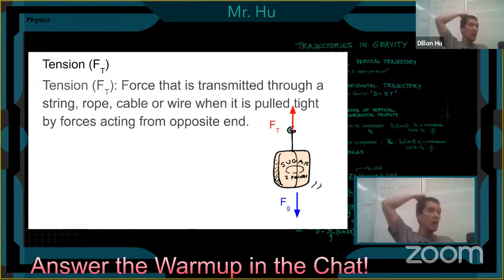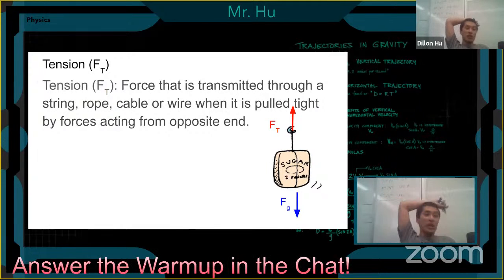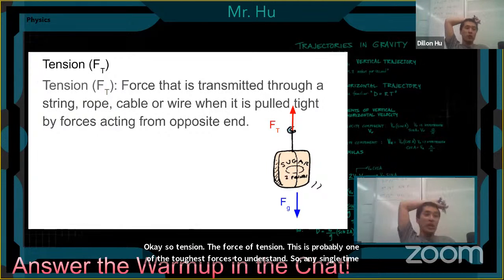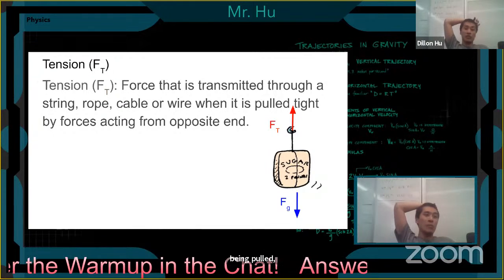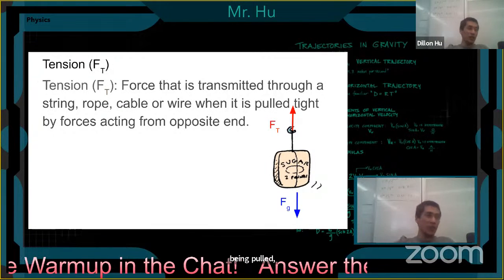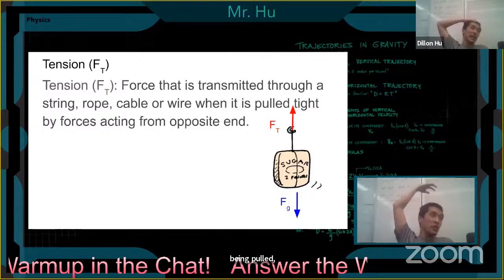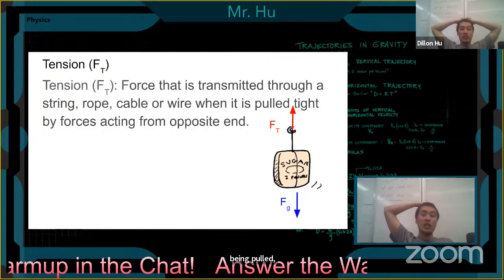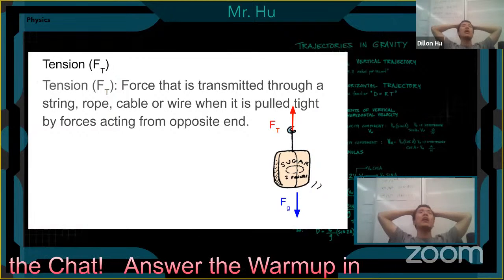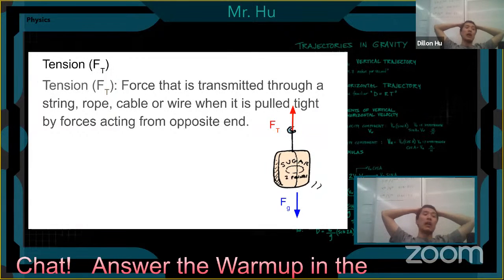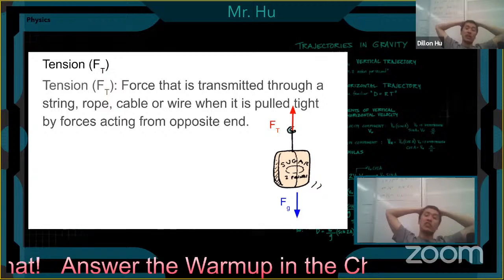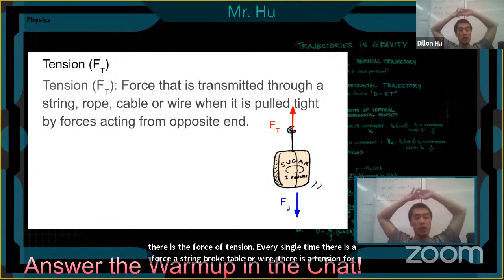So in this example here, we have a sugar packet that's being pulled downward by gravity, right? Because it's on a string or rope, there is a force of tension pulling it up. We call this force tension, and we label it F subscript T. But this is probably one of the hardest forces to understand, and you will see why. It's because tension can get very messy very quickly.